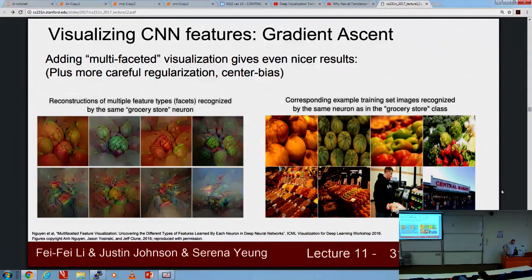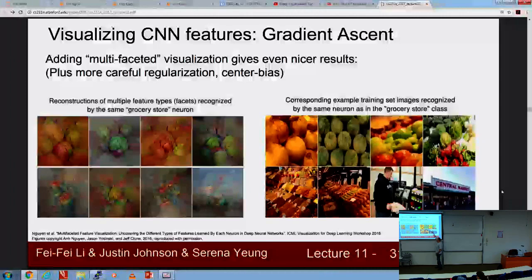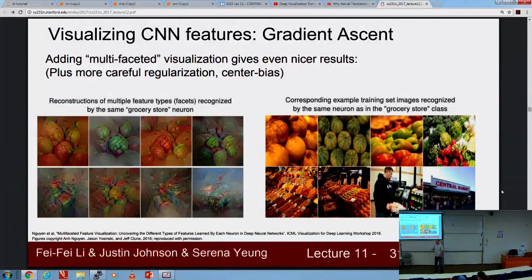Then there's some more work along the same lines. One thing that people have noticed is, if you ask an ImageNet model what excites the grocery store neurons the most, it turns out that there are different types of grocery store images in ImageNet, and some of them are just displaying the produce on the shelves. Some of them are displaying people who are doing shopping, or a higher level view of the groceries in shelves, etc. So the grocery store neuron is responding to these things, and the distribution of images that it responds to does not look like a unimodal distribution.